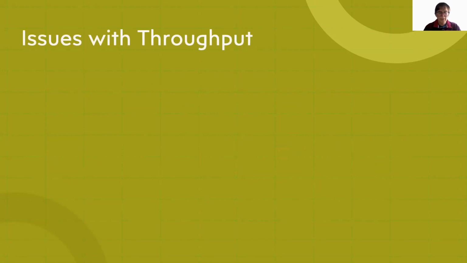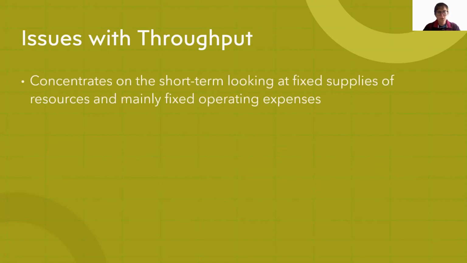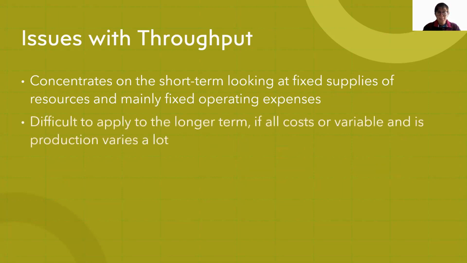Issues with throughput then. So it's not the best, it's not the worst. It has some issues, as do all costing methods. For starters, it only concentrates on the short term, looking at fixed supplies of resources and mainly fixed operating expenses. It can be very difficult to apply to the longer term, especially when all costs are variable and the production varies a lot.